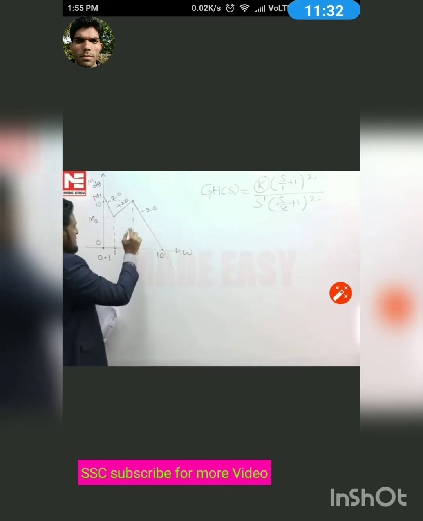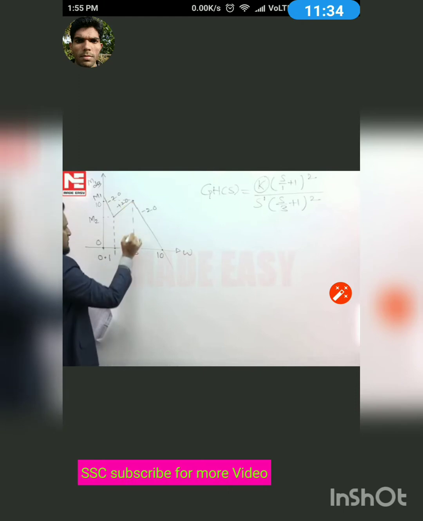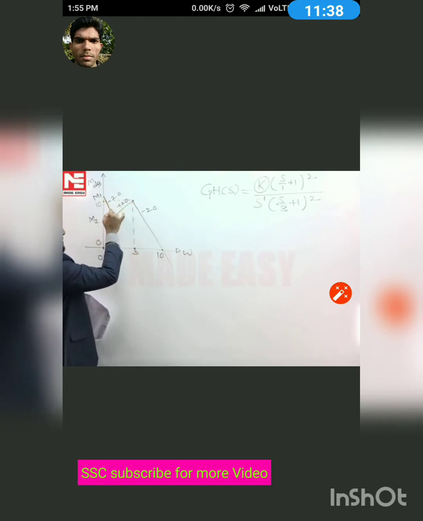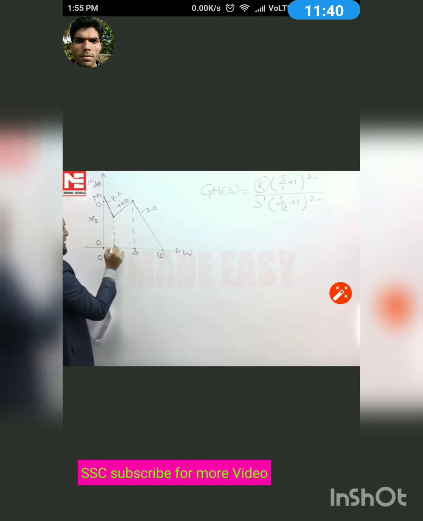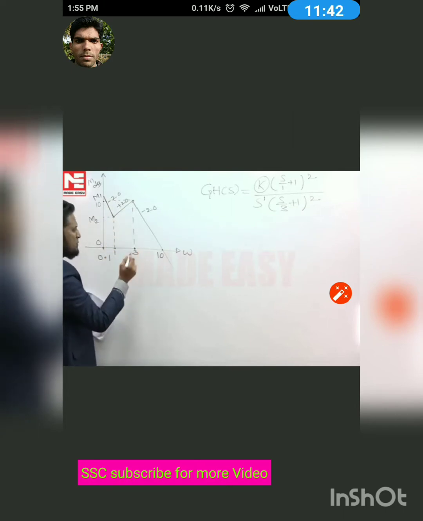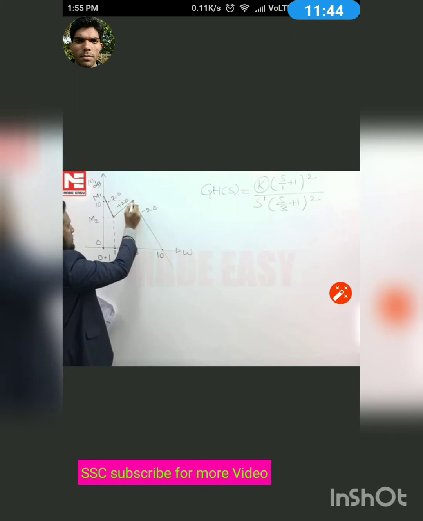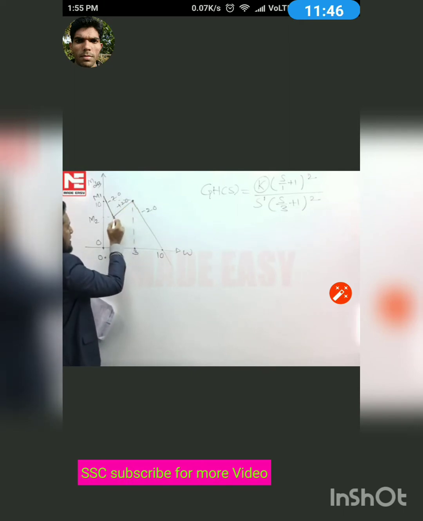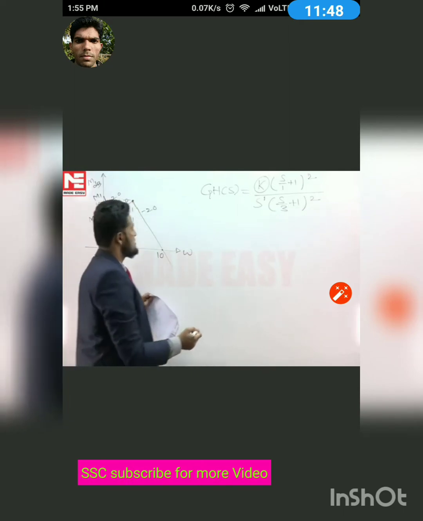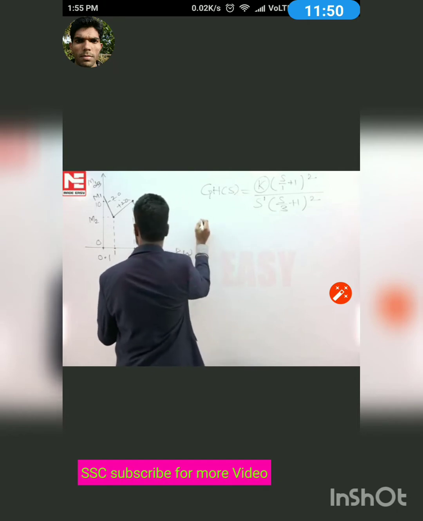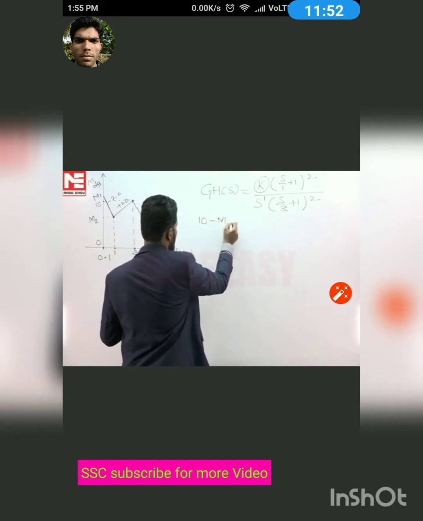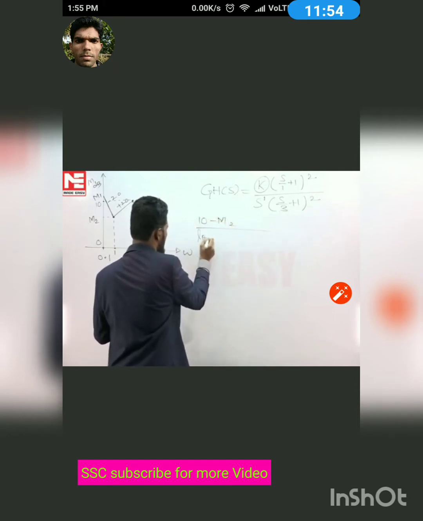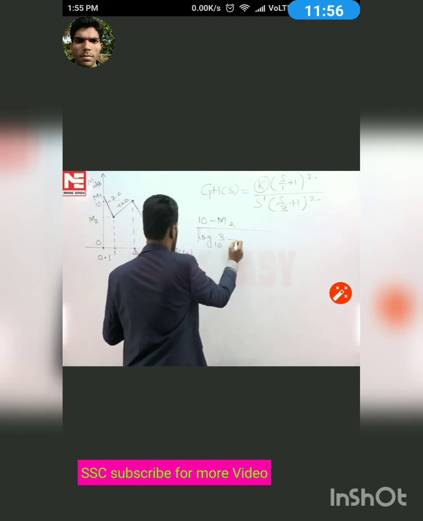Magnitude is given to be 10 dB at frequency 3. But to find K, we need the magnitude of this line, which if I can find at frequency 1, then it will be possible to solve the question. So we can utilize this point's magnitude to find the magnitude at this point using the slope formula y2 minus y1 upon x2 minus x1.